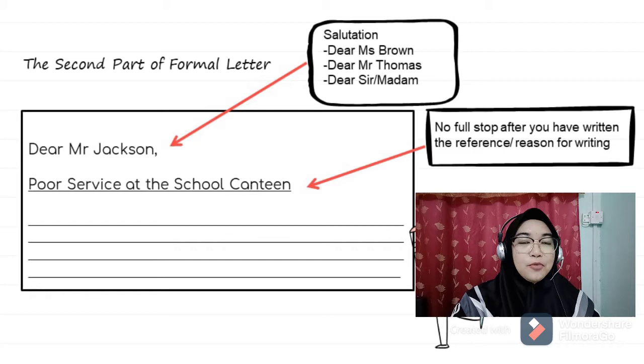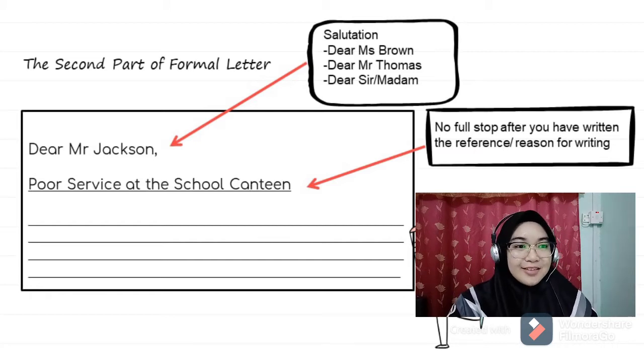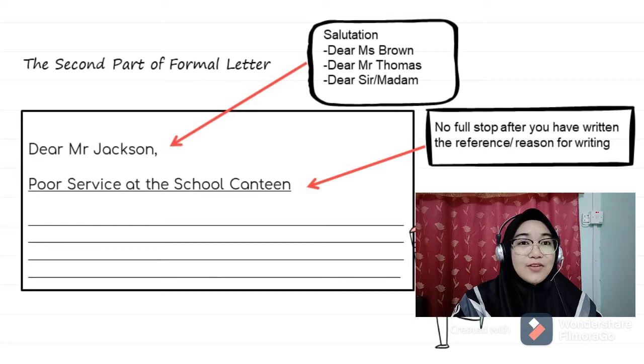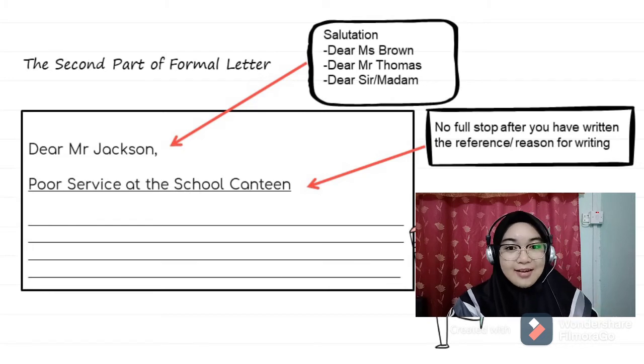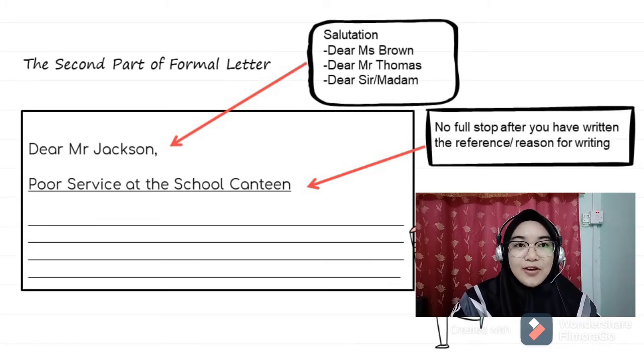Students, let's see what we should do for the next part. The second part of formal letter consists of the salutation and the reference or the reason for writing the letter. Most formal letters will start with "Dear" before the name of the person that you are writing to. For instance, "Dear Mr. Jackson", "Dear Miss Brown", or "Dear Mr. Thomas". If you do not know the name of the person you are writing to, you can use "Dear Sir" or "Madam". Remember to add the comma.